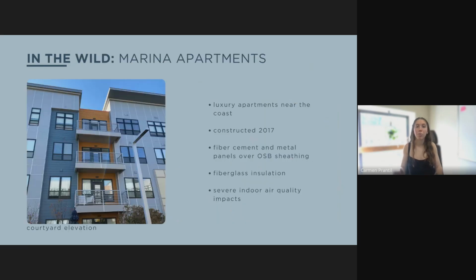Well, we can show you what didn't work. We'll start with the Marina Apartments. These are luxury apartments that are located in Quincy, Mass, and were constructed in 2017. So this is less than a decade old. And the first problem that the client came to us with is that there were indoor air quality issues, specifically that tenants were getting sick and moving out.